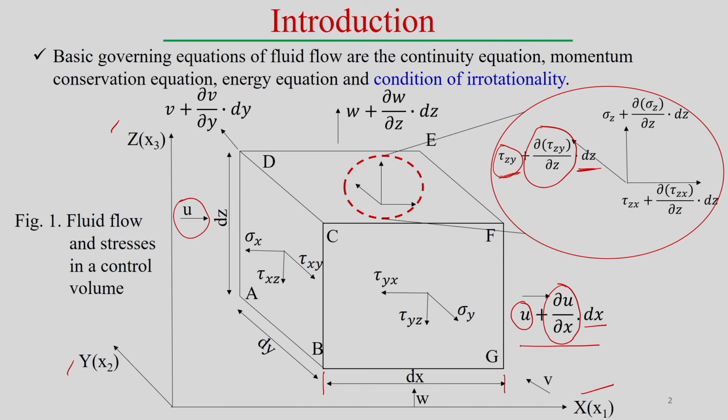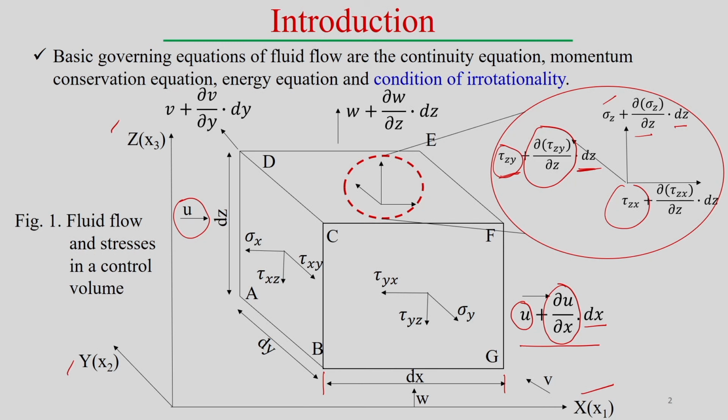Same thing, these are the corresponding changes with respect to the z axis. Sigma z also changes to sigma z plus del sigma z by del z into dz, and similarly for the other shear stress components. The same kind of expression we can write on the other phases also, normal to the x axis and normal to the y axis. So, we can express all these changes. It means that within this control volume there is some entry velocity and there is some exit also, but at the exit there are changes, and we are considering all these mathematical changes. This is the situation looking at one particular control volume.